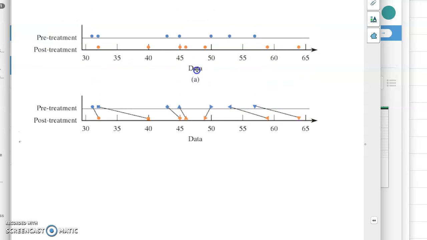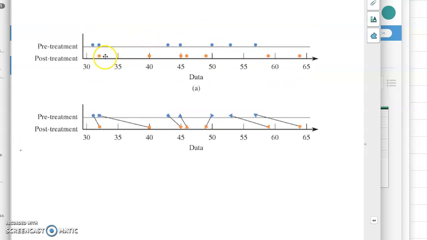So what does that look like? Here's our data, just kind of thrown up here. You can see it looks like there is a difference because the yellow dots have all moved over from the blue ones. And when we look here, we can see where we're pairing. This person went from here to here and so on. Only one person went backwards. Everyone else went forward.